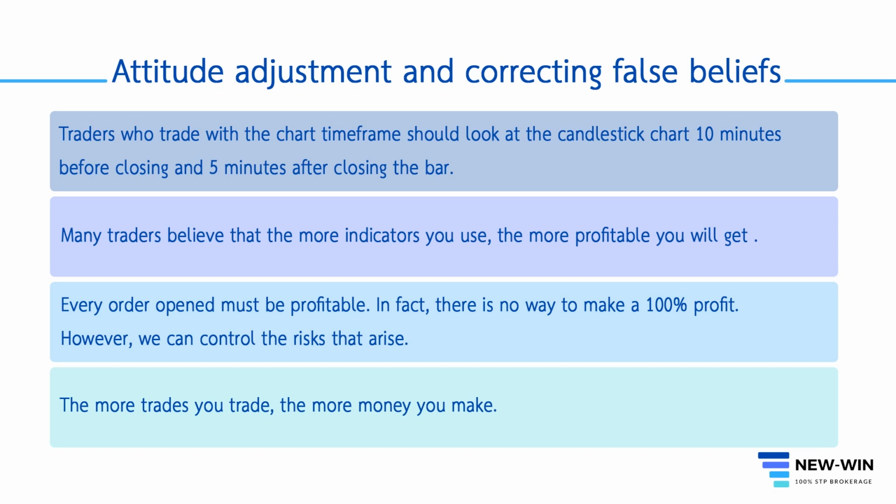Many traders believe that the more indicators they use, the more profitable they will get. They also believe every order opened must be profitable. In fact, there is no way to make 100% profit. Many people try to use only the best settings, but that doesn't make investors profitable on every order traded. But we can control the losses that arise.